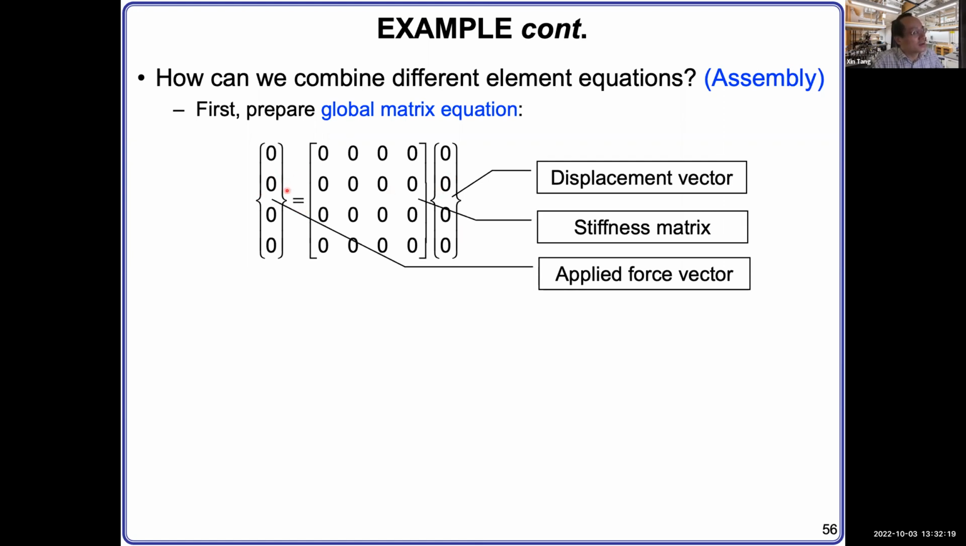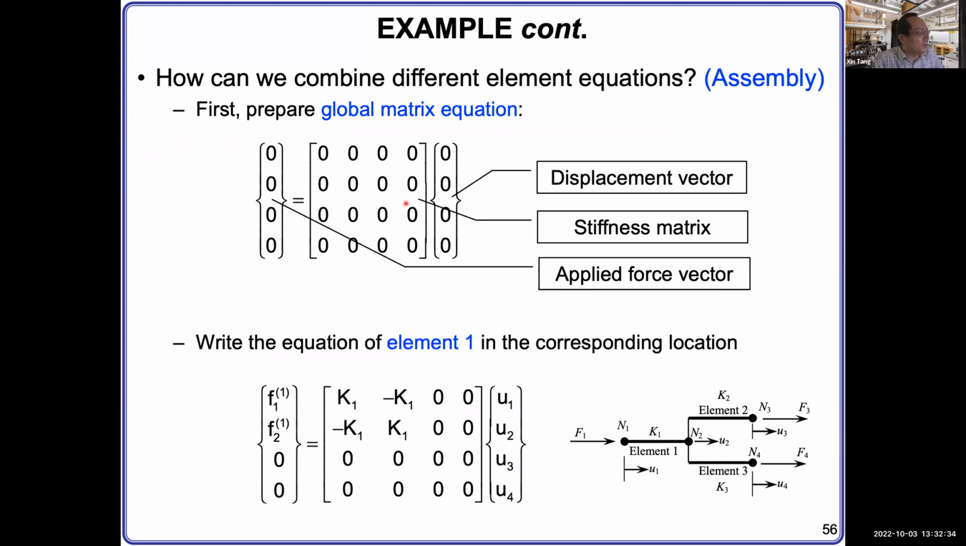No matter whether this force vector is written on the left-hand side or the right-hand side, it doesn't matter. You will know this is a force, okay? And then we can start to put in the different components. So we first put element 1 in. So you have a K1, because it has node 1 and 2, right? So it will be in position 1 and 2, both the column and the row, so that they correspond to node 1, node 2, U1, U2, right?